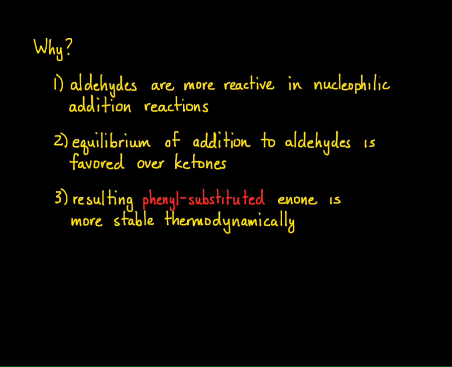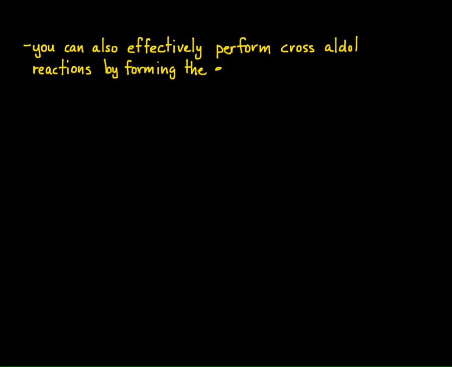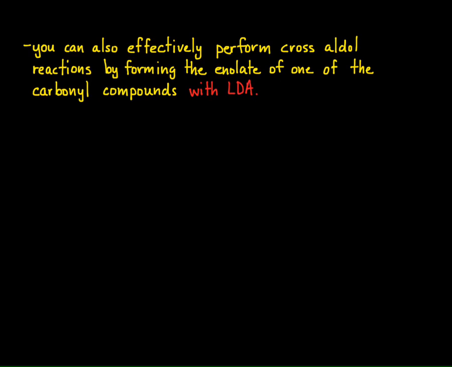And these types of reactions where you're taking the enolate of a ketone and you're reacting it with benzaldehyde or benzaldehyde derivatives are a class of reactions called Claisen-Schmidt reactions. Now, there is also another way that you can effectively perform cross-aldol reactions, and that is by simply creating the enolate of one of the carbonyl compounds completely, and we typically do this with LDA. So you take one ketone or aldehyde, treat it with LDA to form the enolate quantitatively, and then you can take that enolate and react it with another aldehyde or ketone and get aldol addition reactions or condensation reactions.